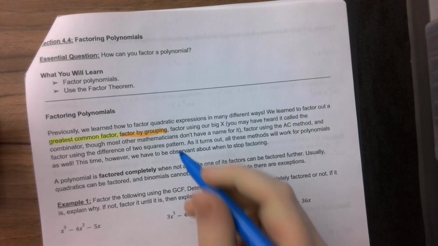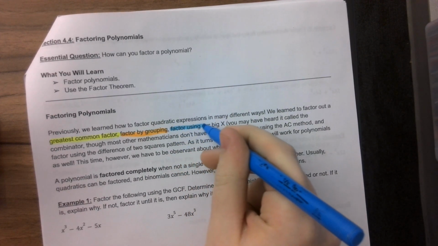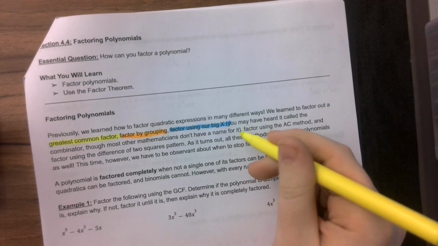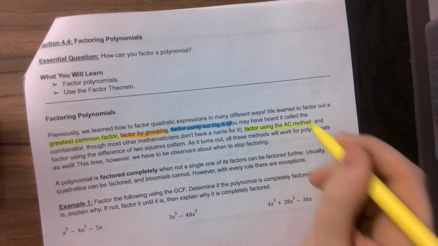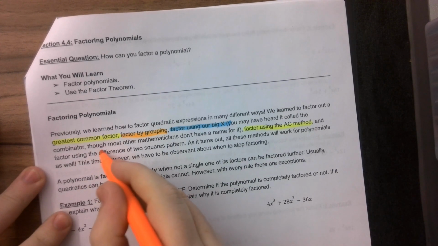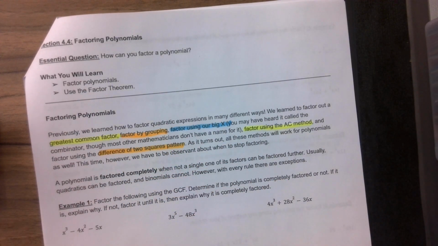We can factor using our big X, which you've heard me call the combinator, but I did want to let people know that this is not the official name of it. This is just the Mr. Strager name for it because we don't really have another name for it. We learned how to factor using the AC method if you have an A value in front of your trinomial. And we've also learned how to use the difference of two squares pattern. So there's a lot of different methods we've learned.